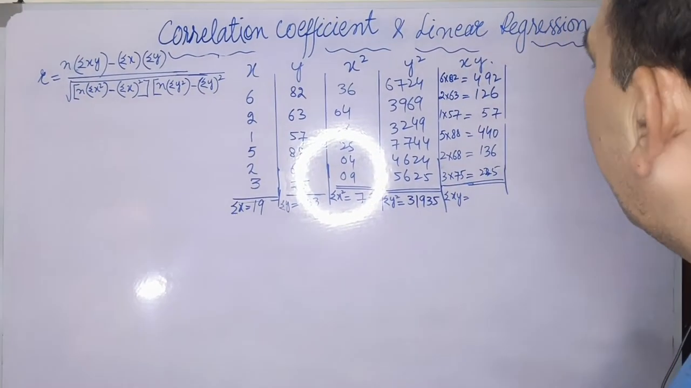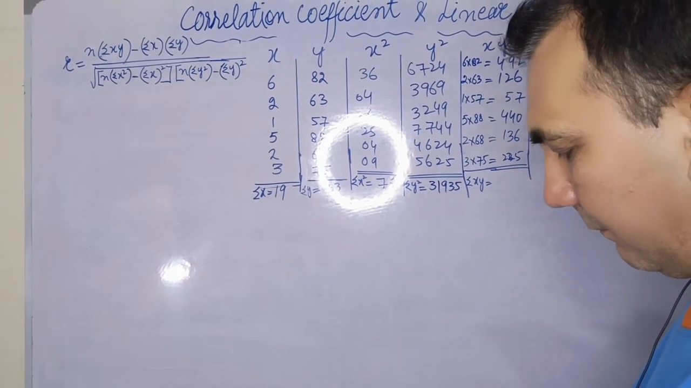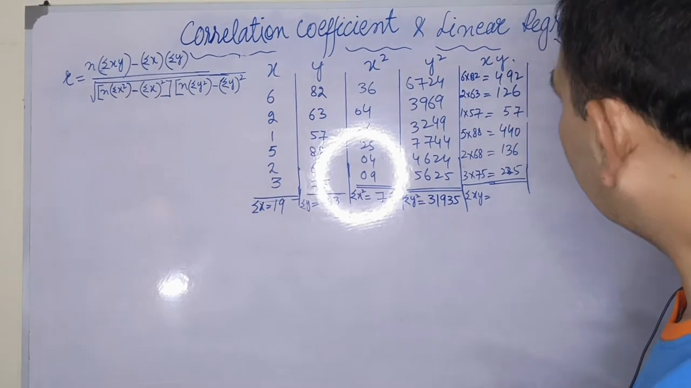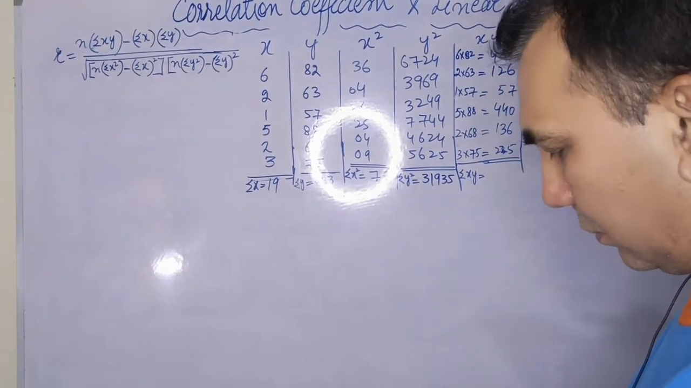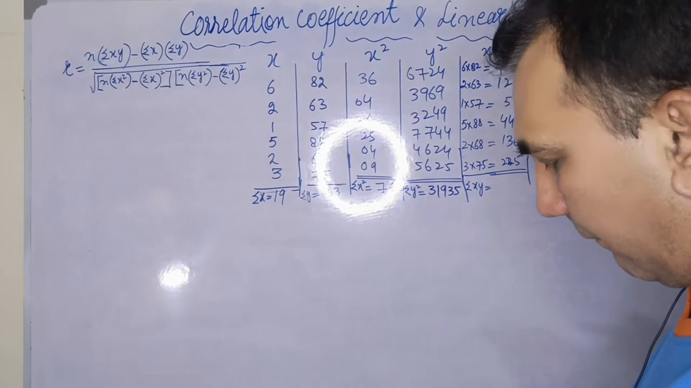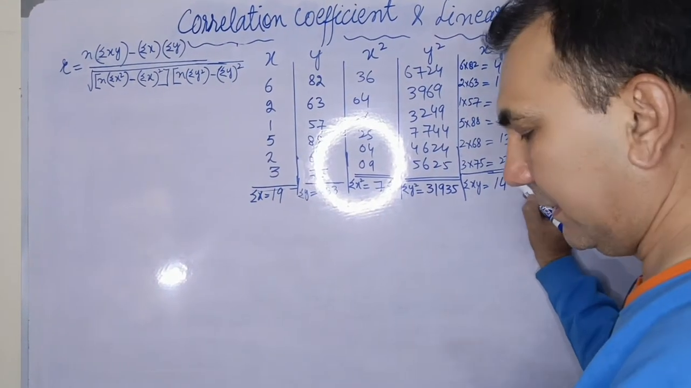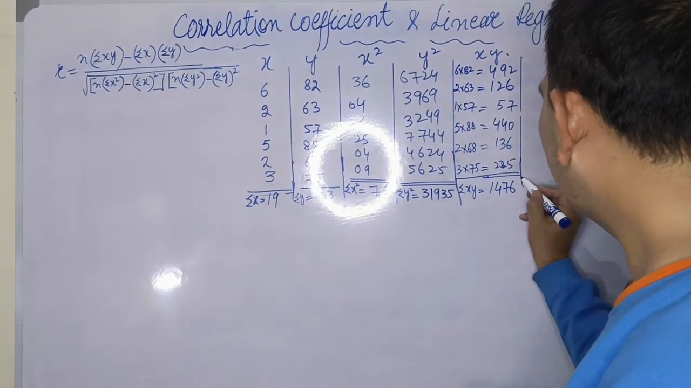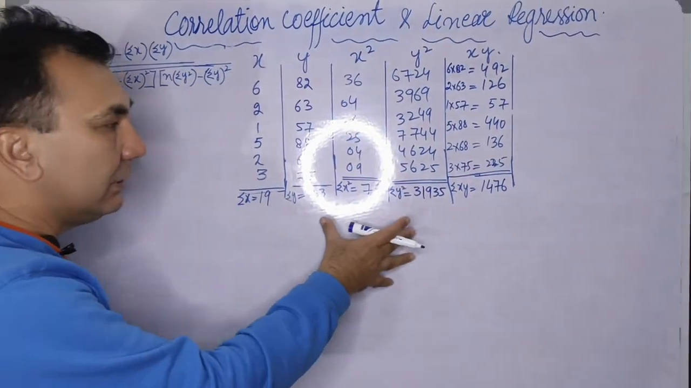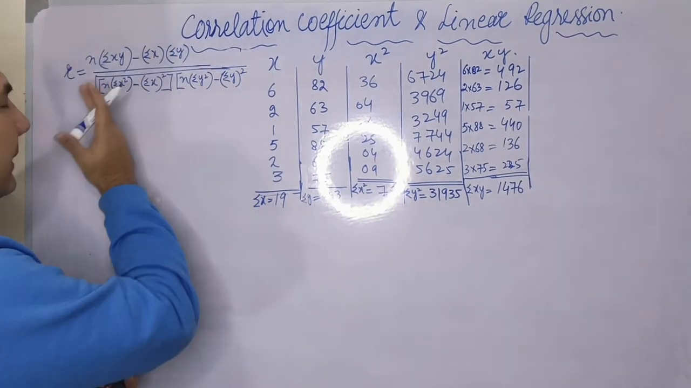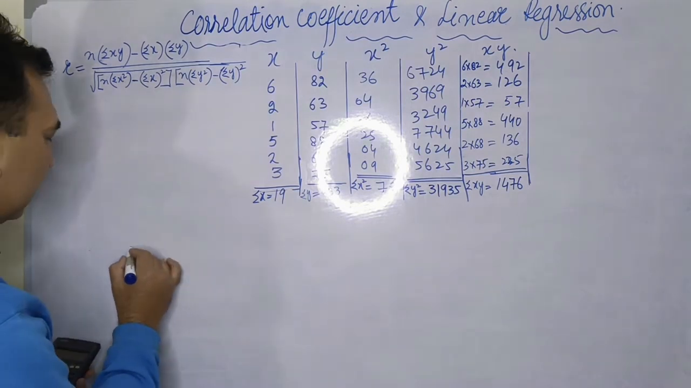So 225 plus 136 plus 440 plus 57 plus 126 plus 492 comes to 1476. Okay, now we have calculated all the values which are required in the r formula. Now we will go to solve the r.